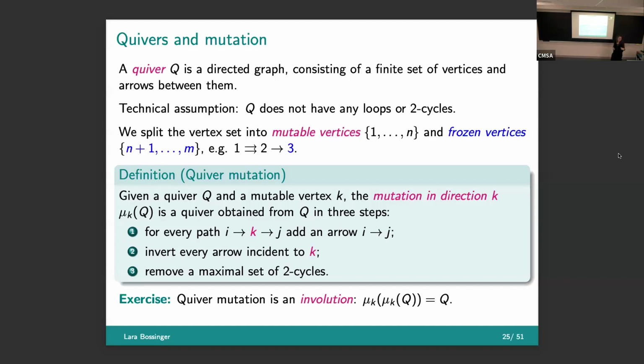And we assume no 2 cycles, and then remove a maximal set of 2 cycles. Right. So in my original quiver Q, I start with a quiver that does not have any 2 cycles, but steps 1 and 2 might create them. Why? If you imagine an oriented triangle, so I've got another arrow from J to I in my quiver, then adding this arrow in creates a two-cycle, and I want to get rid of that.